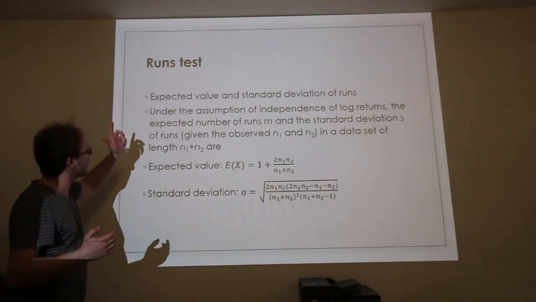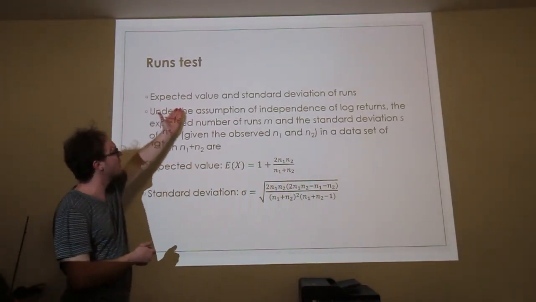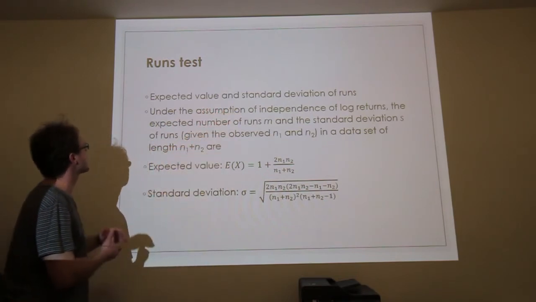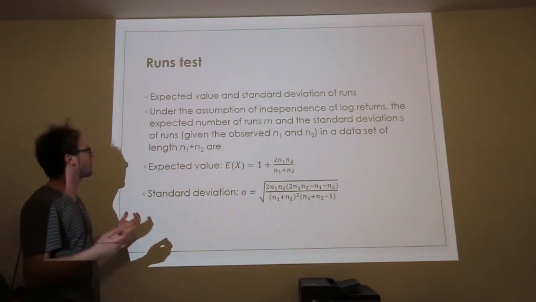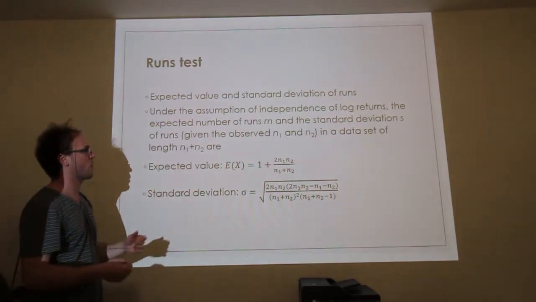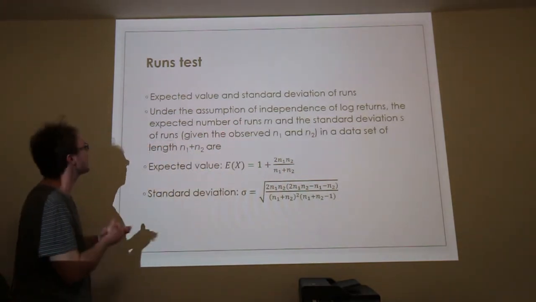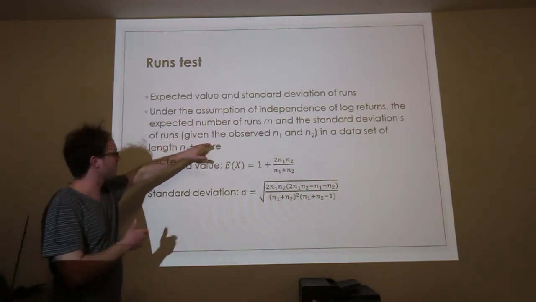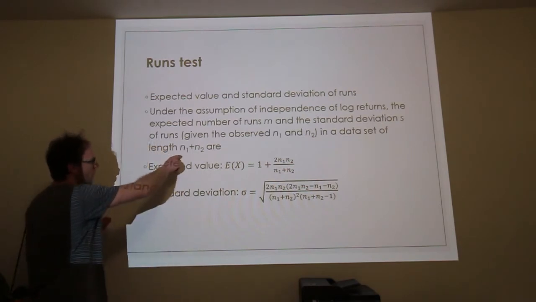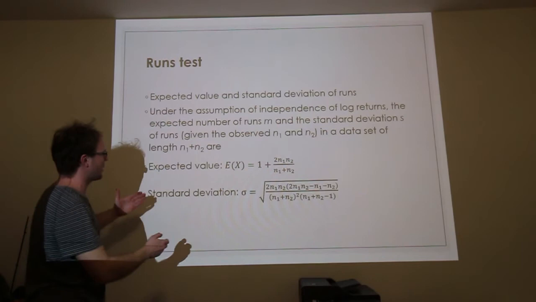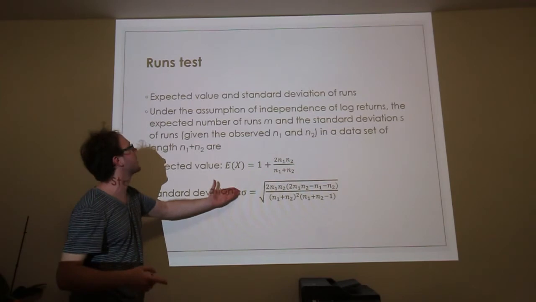Expected value, yes, something like mean, like average, and standard deviation of runs. Under the assumption of independence of log returns, the expected number of runs m and the standard deviation s of runs, given the observed n1 and n2 in a data set of length n1 plus n2, r. That is denoted expected value EX and deviation sigma, yes?